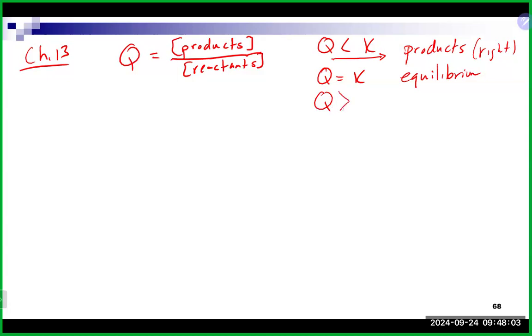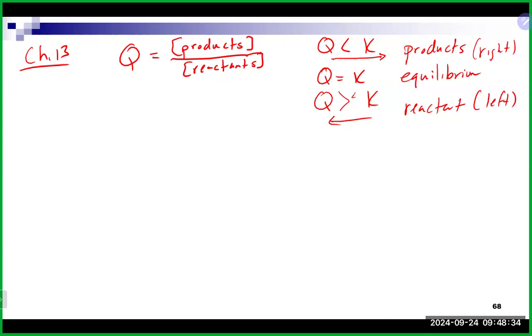If Q is greater than K, it is not at equilibrium, and again, going opposite of where this is pointing will be where it needs to go. It needs to go towards the reactant side, or to the left in this case. So we use Q when we are given pretty much all of the concentrations, and that is obviously the only way you would be able to calculate Q. So if you're not given everybody's concentrations in a problem, you can't calculate Q.